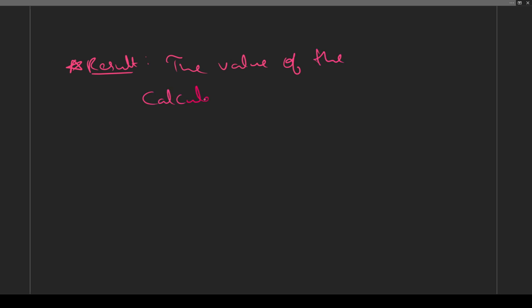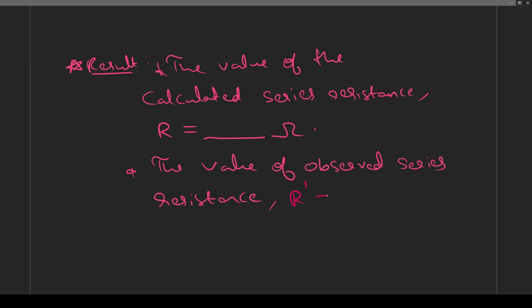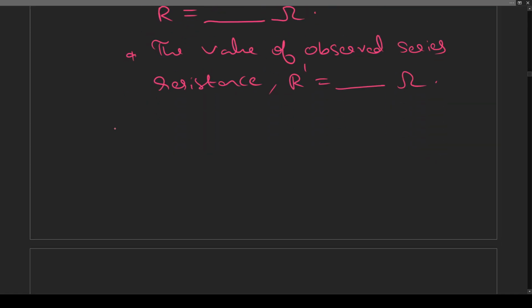Then finally, the result. The value of the calculated series resistance R is equal to some dash ohms, and the value of the observed series resistance, this we will get as R dash, is again equal to some dash ohms. Both should be mentioned. Okay, that's the fourth experiment.